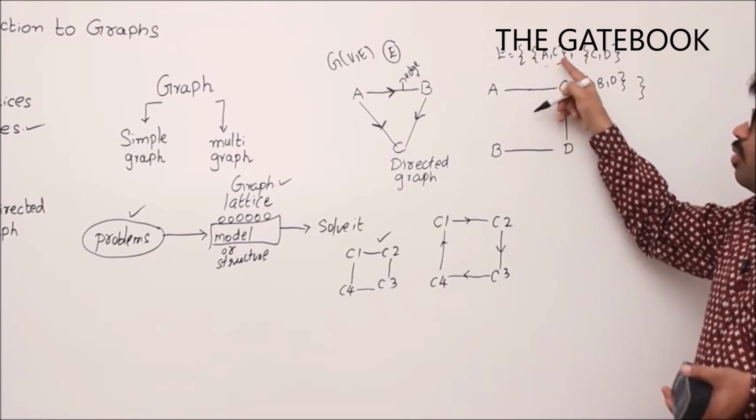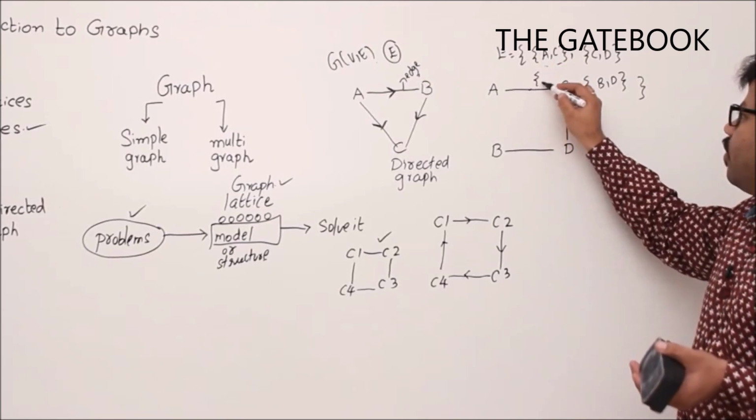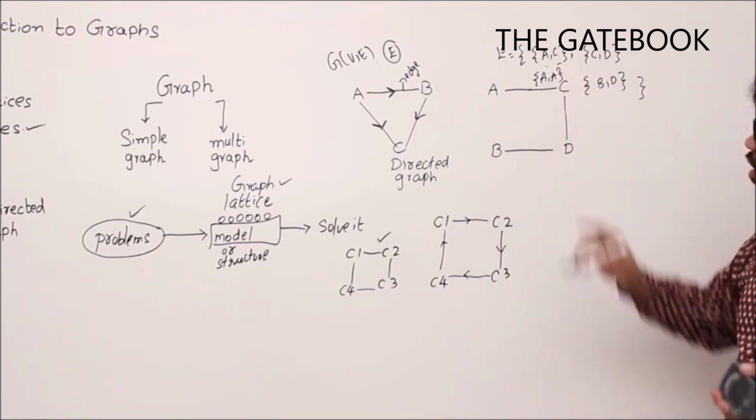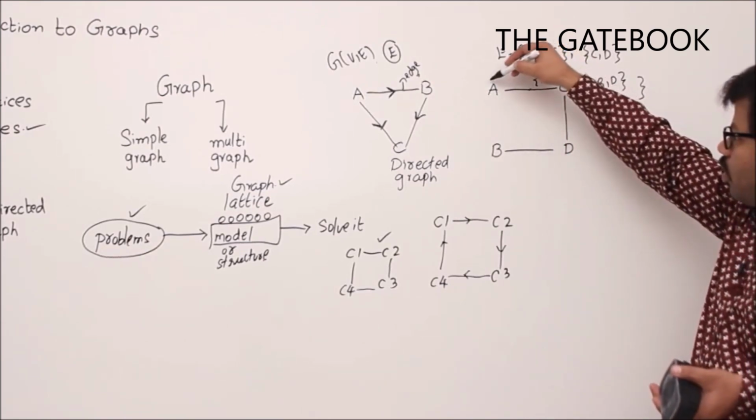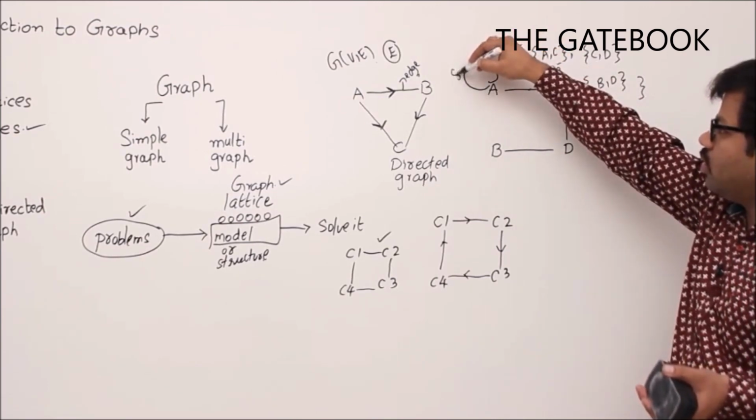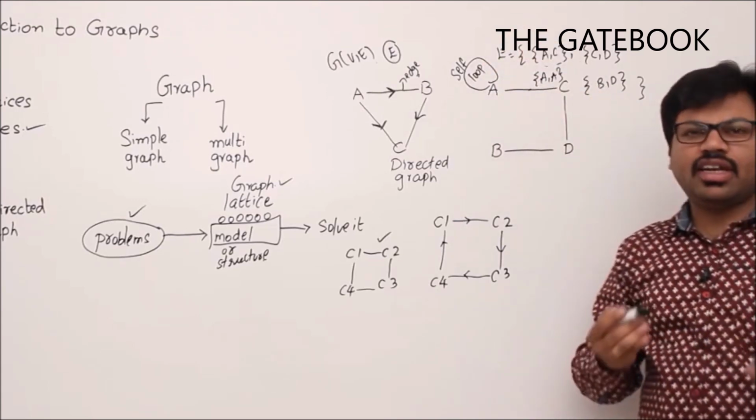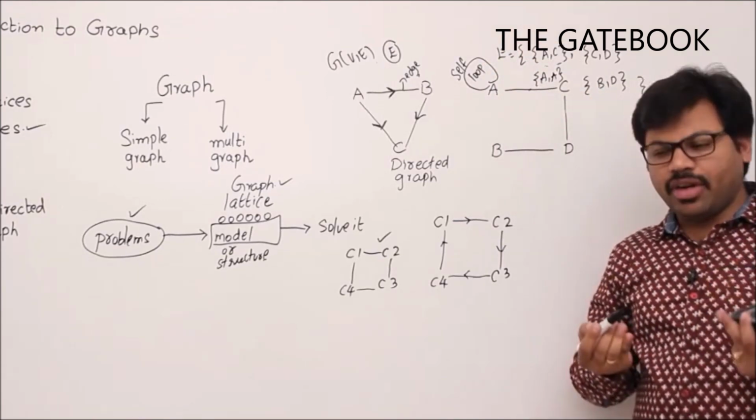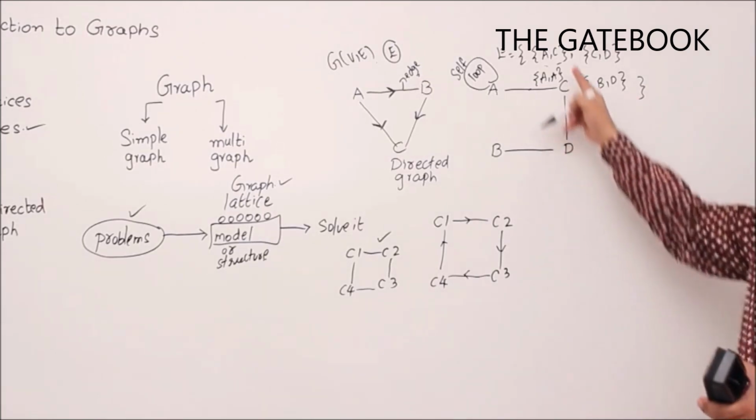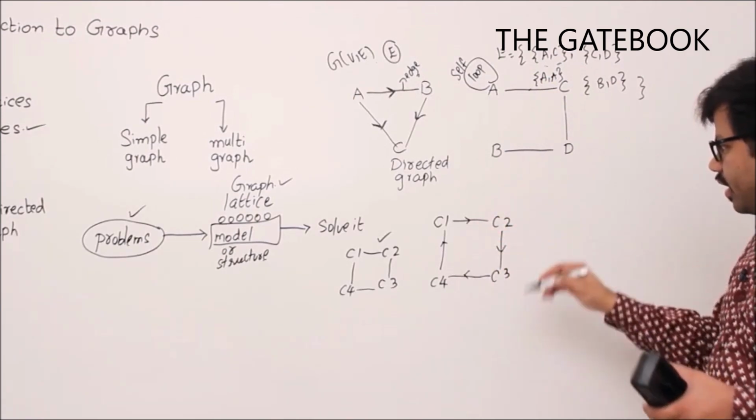Okay, the two elements may not be different. You can also have an element like A comma A. I can repeat an object two times, and then that would become A to A. This is called a self loop. A self loop is a special edge which goes from a vertex to itself, right? So this is about the edges of an undirected graph. Let's see the edges of a directed graph.